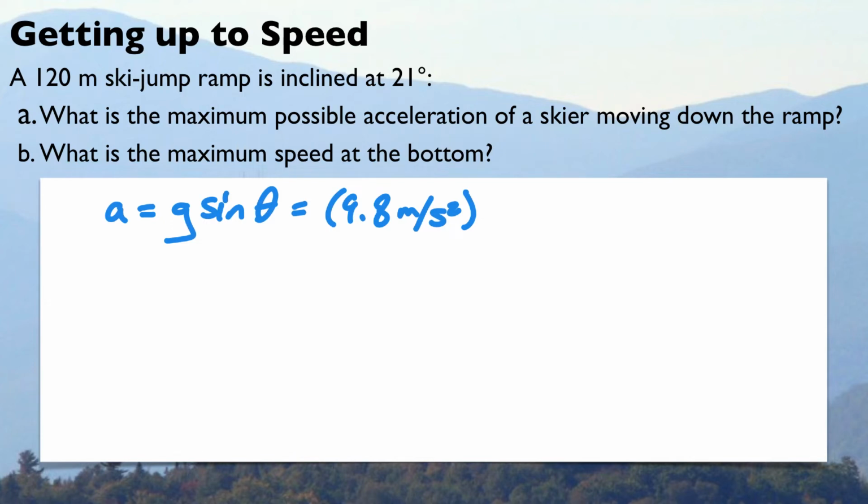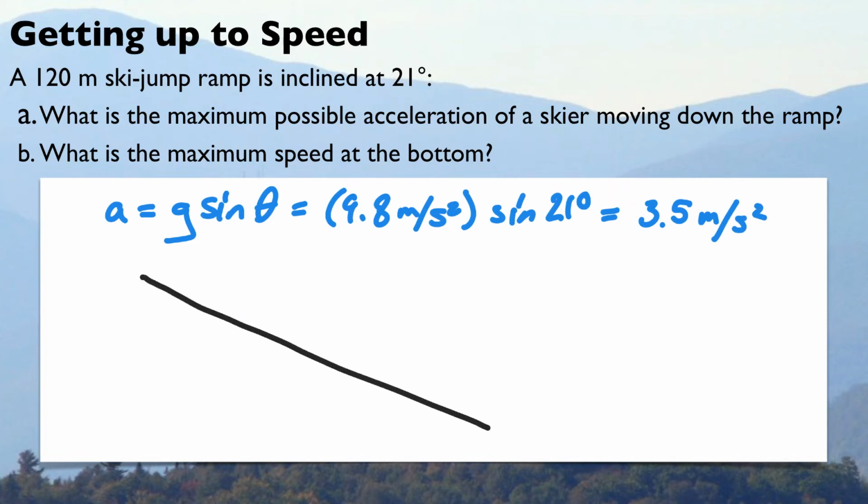The acceleration down the ramp is 9.8 meters per second squared times the sine of 21 degrees. And if I calculate that, I get 3.5 meters per second squared. And so the skier is accelerating down the ramp.